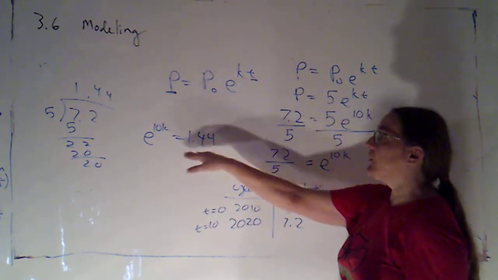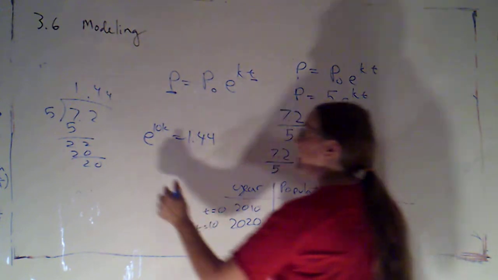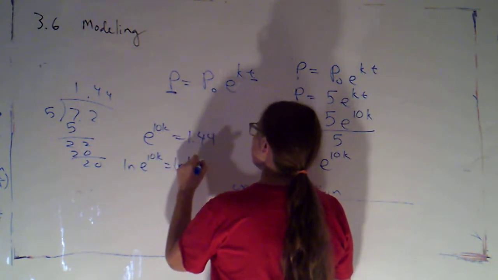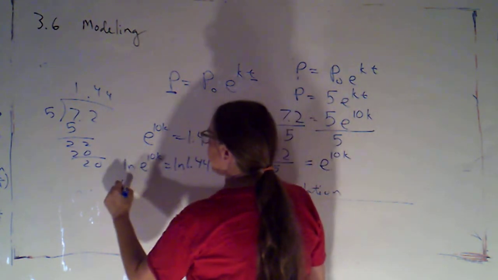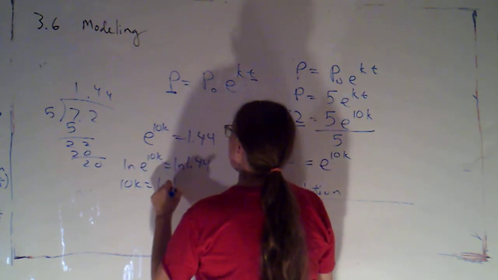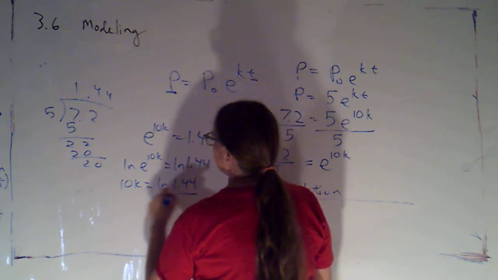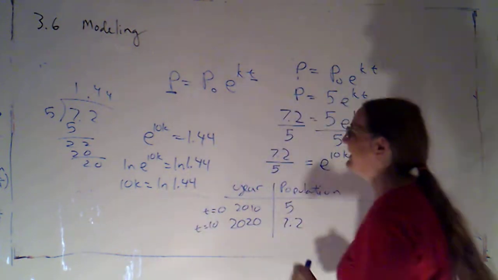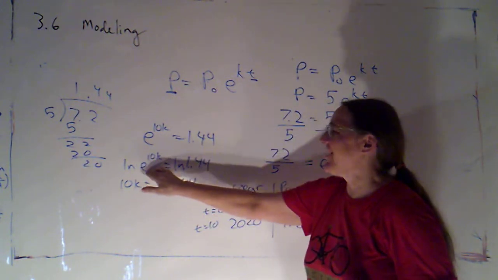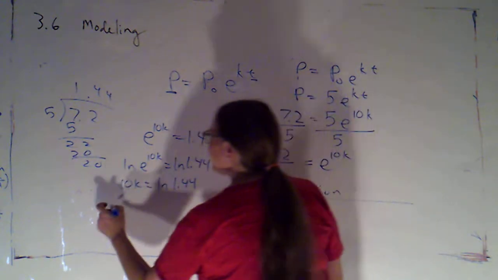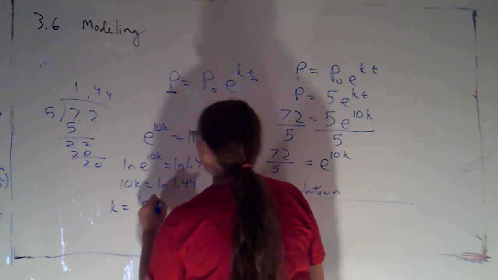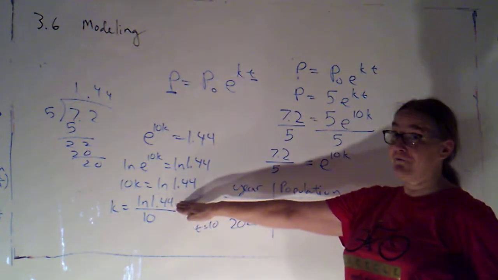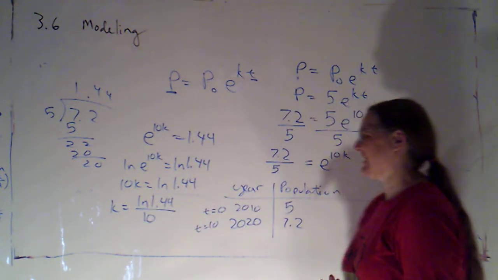Okay. I'm going to now take the natural log of both sides. So the natural log of e to the 10k is the natural log of 1.44. And so 10k is the natural log of 1.44, because the natural log and the exponential function undo each other. So to get k, I would divide by 10. So it's the natural log of 1.44, all divided by 10. Not dividing 1.44 by 10, I'm dividing its log by 10.